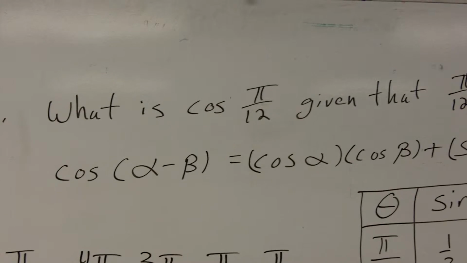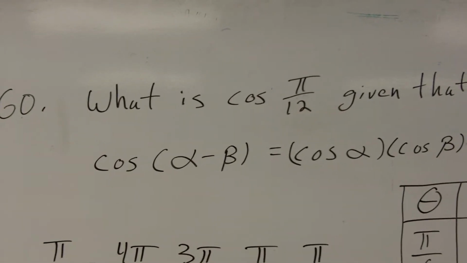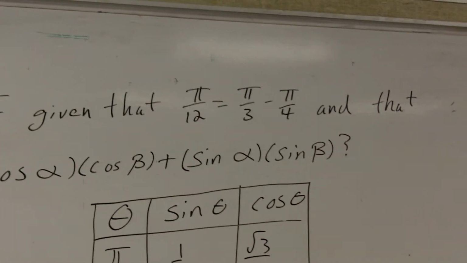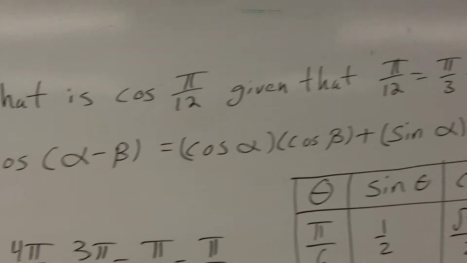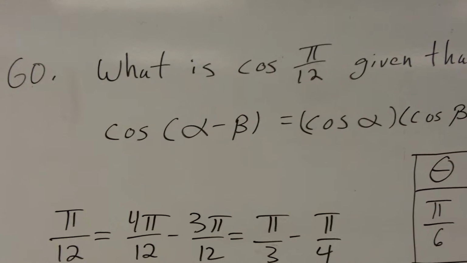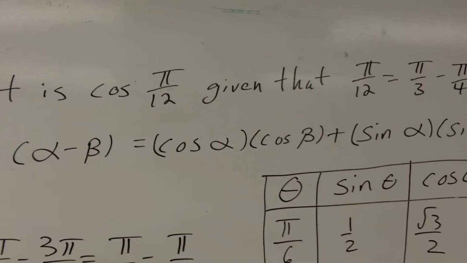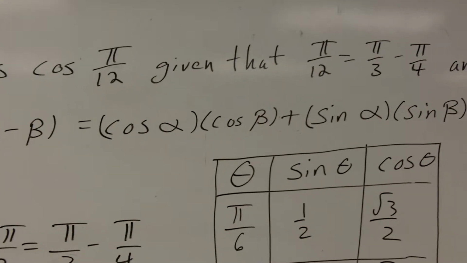So the question is, what is the cosine of pi over 12, given that pi over 12 can be written as pi over 3 minus pi over 4, and that the cosine of the quantity alpha minus beta is equal to the cosine of alpha times the cosine of beta plus the sine of alpha times the sine of beta.